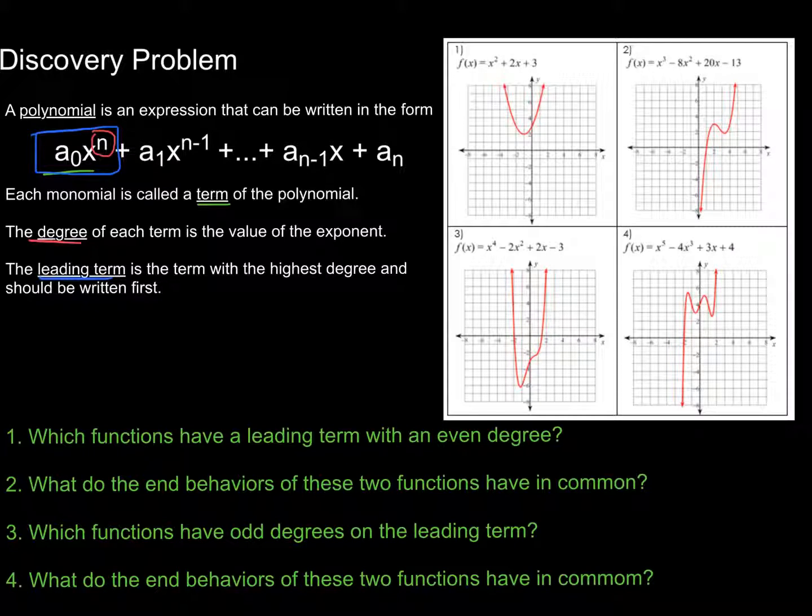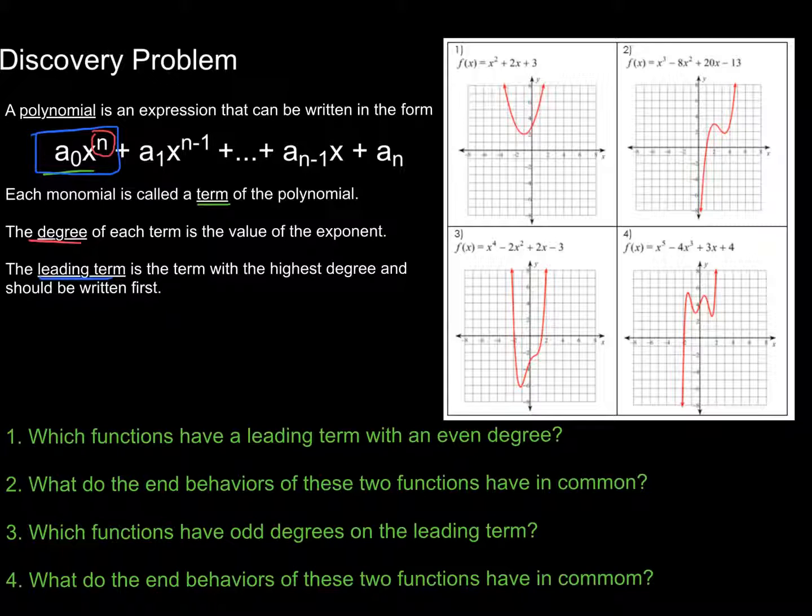All right, so taking a look at these, if you are trying to find the functions that have an even degree in their leading term, you're looking at the quadratic and the quartic, or numbers 1 and 3. And what do we notice about the end behaviors of these two functions? Well, end behavior seems to be like how the function is behaving on its ends.